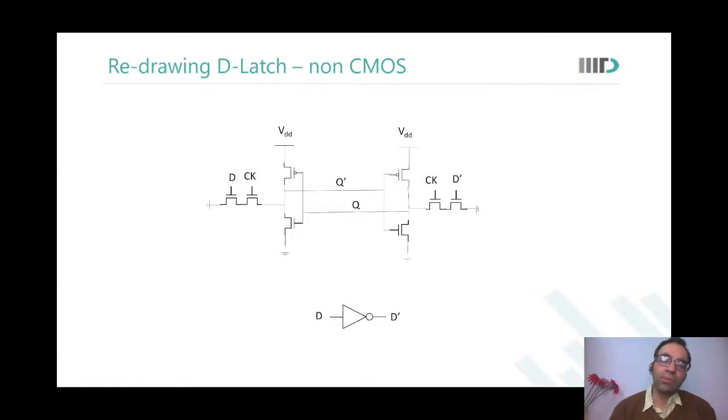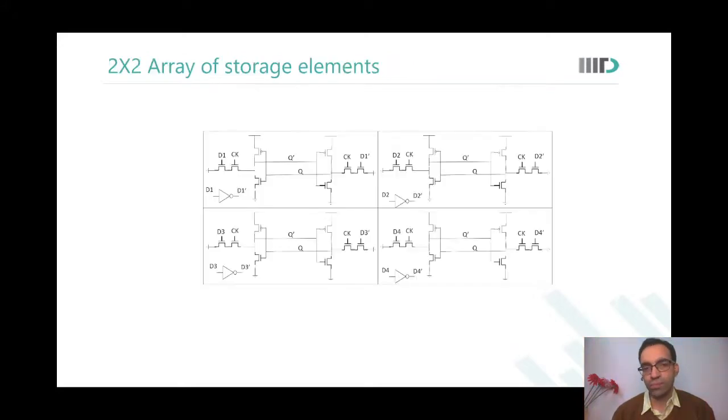So now I say that memory cells are organized in an array. So let me look at an array view now. This is what my array view would be, a 2x2 set of storage elements.